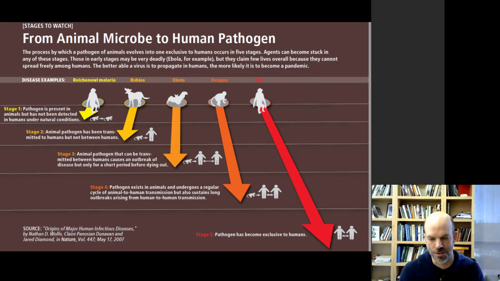Okay, so this would also describe probably all human viruses. It seems like all human viruses must have evolved from some other virus that was infecting other animals, going all the way back to the origin of our species.